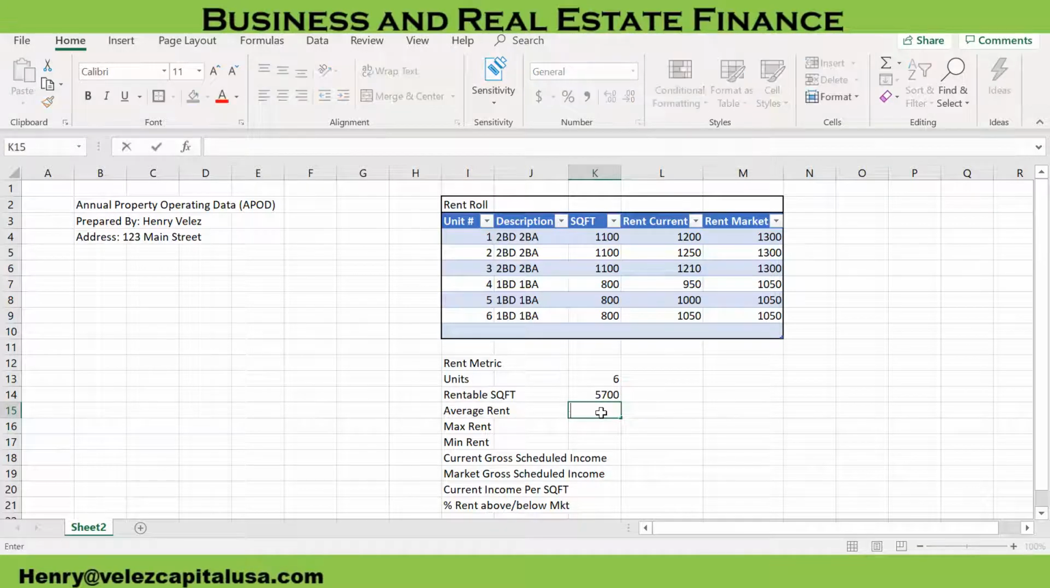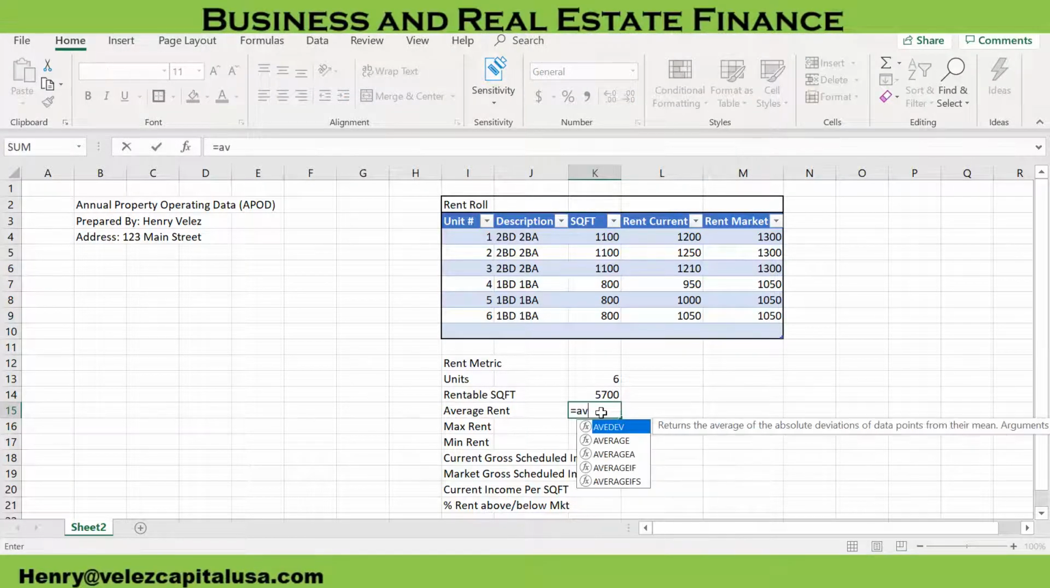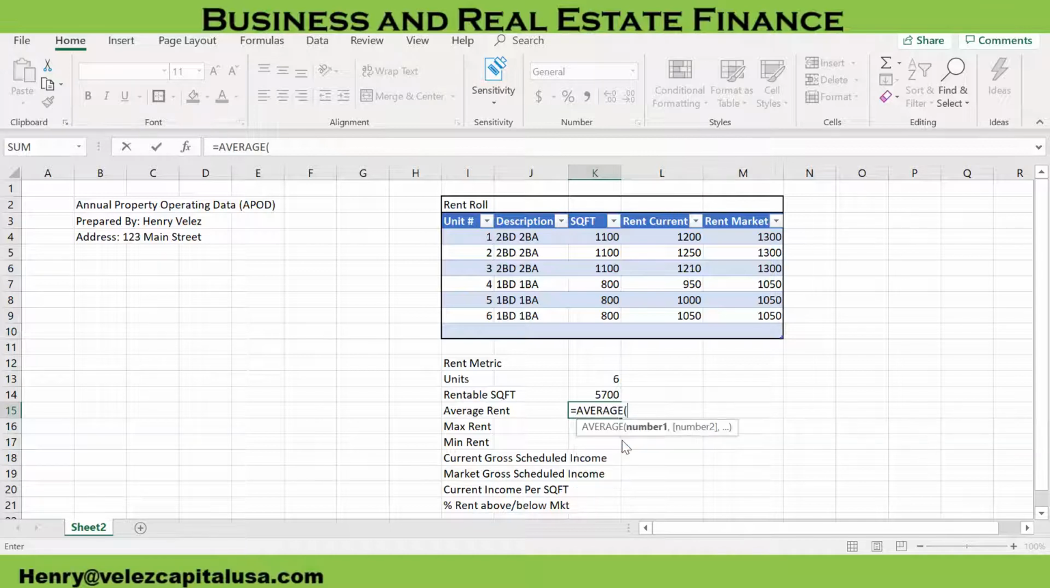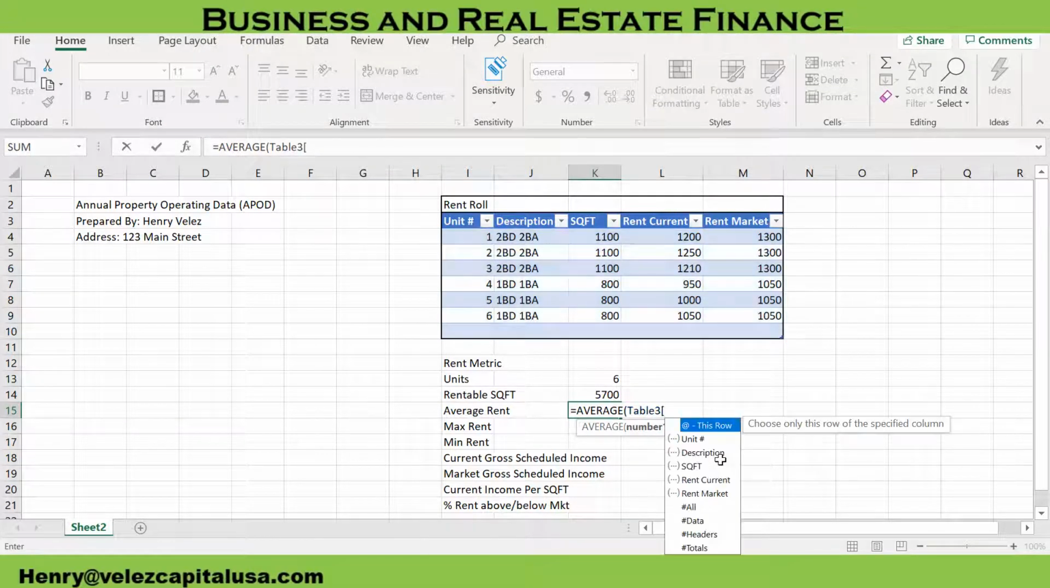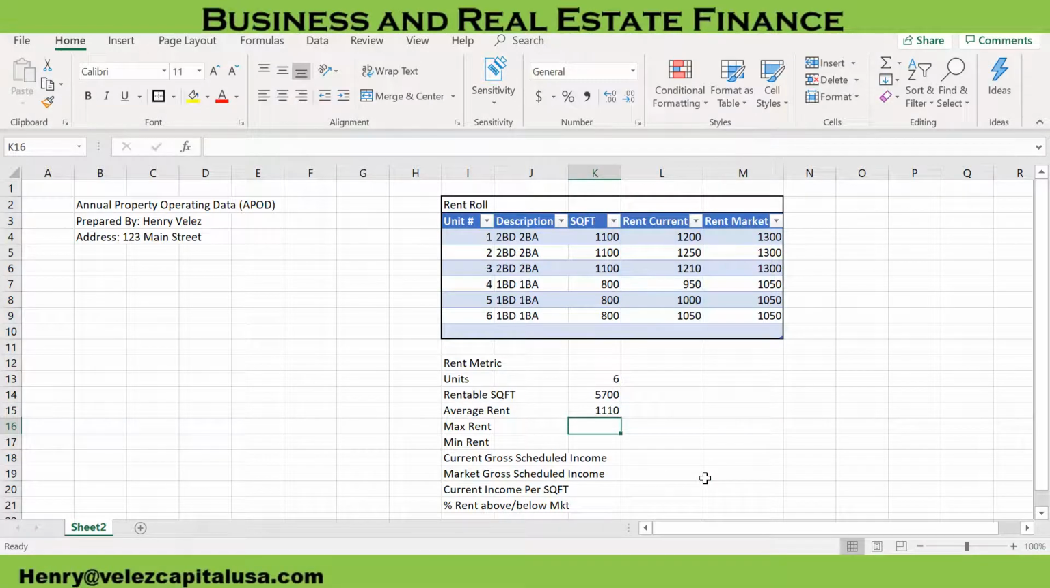Average. So now we're going to mess with the rents and look at the average rents. So with that, you hit average right here, and then you hit table, and we're going to take the average current rent. $1,100 is the average current rent. Now let's do the max. Since we have this here, we can just copy this down, mess over here, and just hit max. This will give you the max rent, which is $1,250. Okay, that's right. Now the minimum rent.